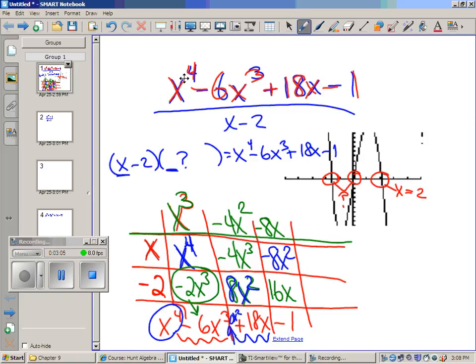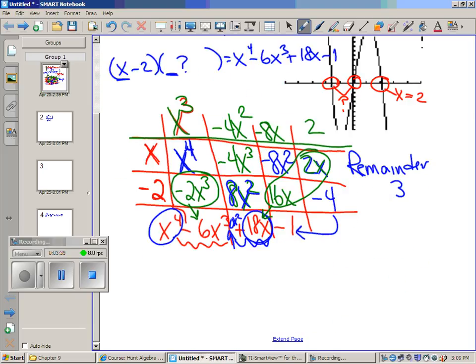But what I need is 18x. So I would have to add 2x to my 16x, because when I add that together, it gives me the 18x's that I need. But to get 2x there, I'm going to have to multiply by 2. And 2 times negative 2 is negative 4. And so I needed negative 1. So it looks like I have a remainder on this one of 3.